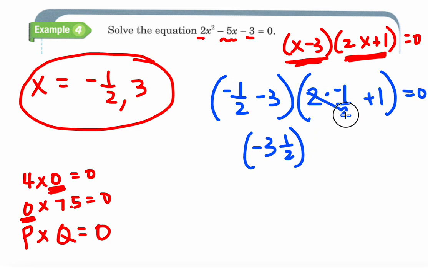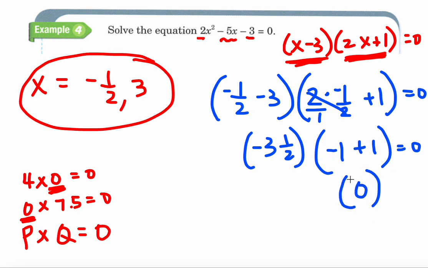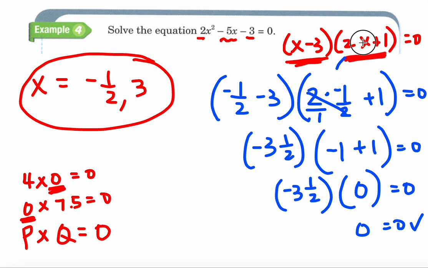2 times negative 1/2, these 2's cancel out because one's on the top, one's on the bottom, and you end up with negative 1 plus 1 equals 0. Look at that. Negative 1 plus 1 is equal to 0. So this ends up equaling 0. Of course, over here we have negative 3.5. It doesn't matter though, because whatever is over here times 0 is still going to equal 0. So that satisfies that equation, okay? When x is equal to negative 1/2, it makes this binomial equal to 0, and it doesn't matter what the other binomial is, it's still going to multiply to 0.